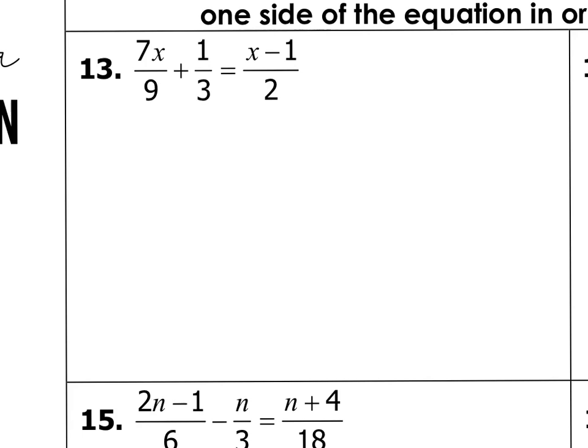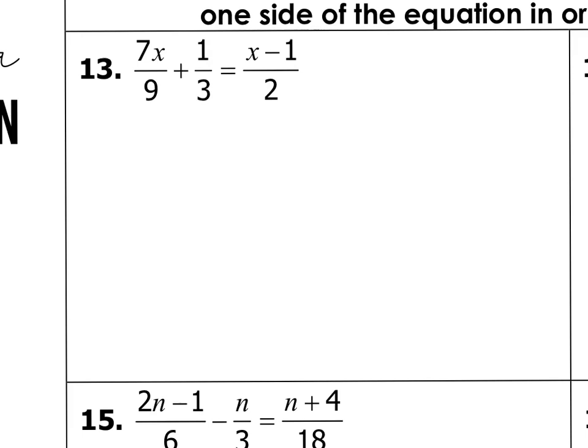Or we could just get rid of the fractions by multiplying everything by the common denominator. Does not matter which way you do it. Whichever way you feel more comfortable with is the way that you should do it. And I probably will do it both ways so you can see it done both ways. And of course, you need to always check for extraneous solutions, always, still.